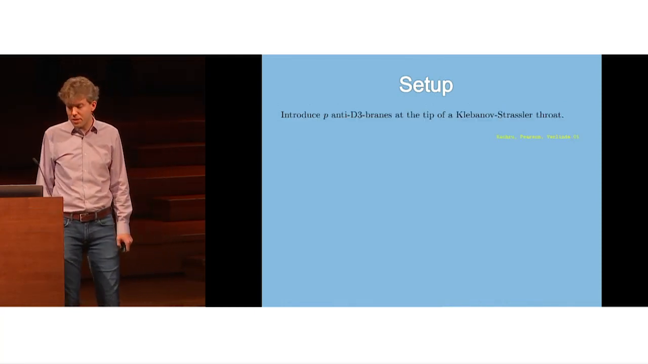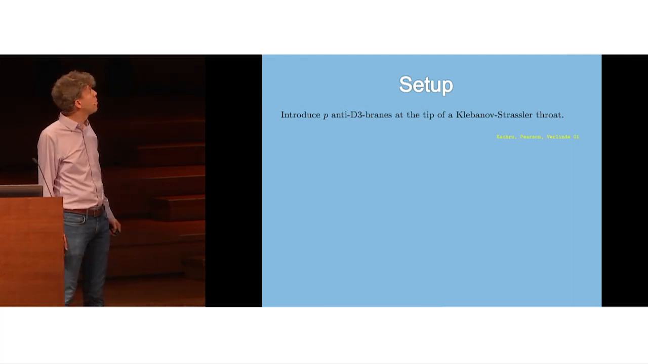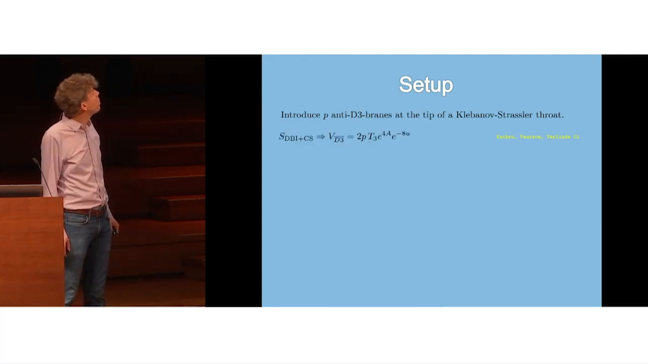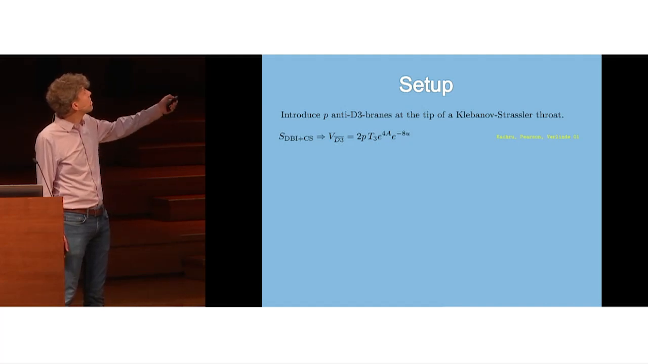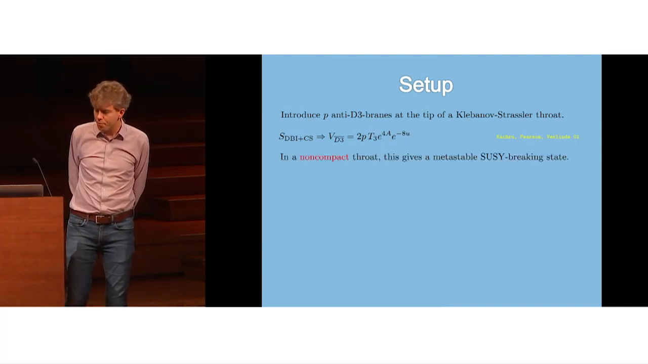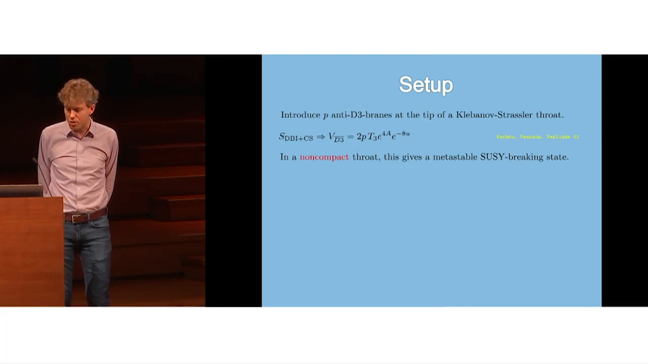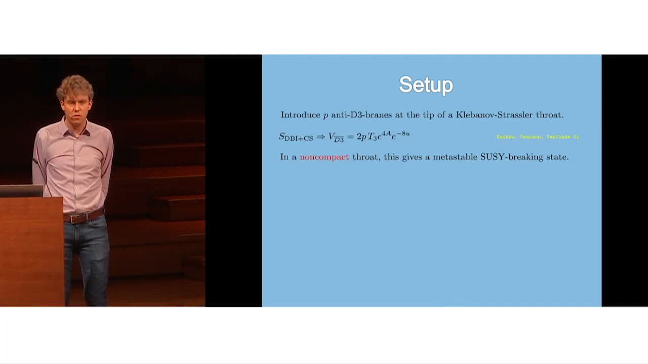I'll say a bit more about that later. The last step in the construction is to introduce P anti-D3 branes at the tip of a Klebanov-Strassler throat. The Born-Infeld plus Chern-Simons action for these anti-branes is equal to twice their number times the tension of the brane times the power of the warp factor and the power of the breathing mode. In a non-compact throat, this configuration gives, as Kachru, Pearson, and Verlinde showed in 2001, a metastable supersymmetry breaking state.